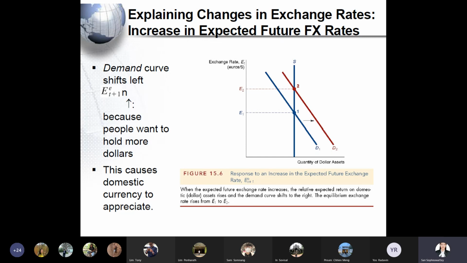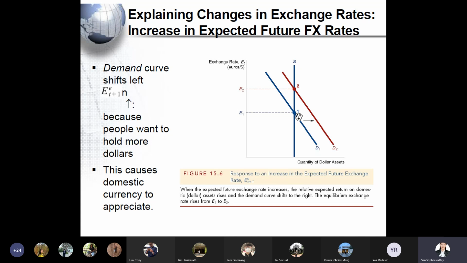And we have another factor, which is changes in the expected future exchange rate, or E expected t plus 1. So when investors perceive that the exchange rate of the dollar in the future, between the euro and the dollar, is increasing, or the dollar is appreciating, people want to hold more dollars right now because they think they can gain higher expected return in the future. So this can cause the current exchange rate to appreciate as well.